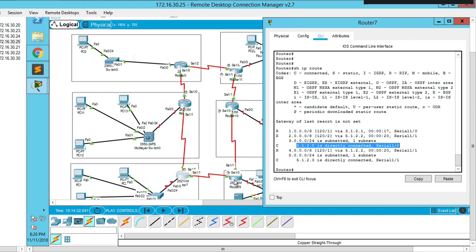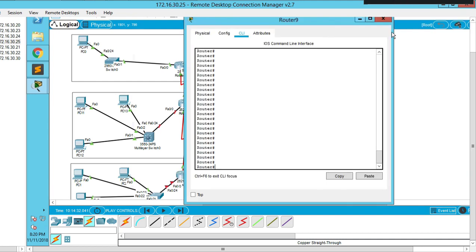So let's look at this 6 network down here. I'm going to type in router.